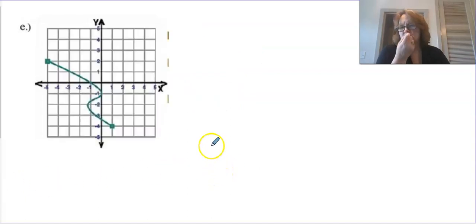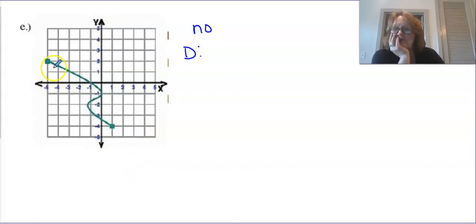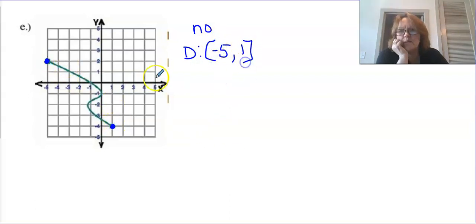For E, this is not a function, so the answer is no. It fails the vertical line test, but it does still have a domain and range. The domain, if you notice, it has a block, which is the same as a closed circle there and there. So the domain starts at -5 and it stops at +1. So x equals -5 and x equals +1. Those are both included because that block is there. Again, that's like a closed circle.